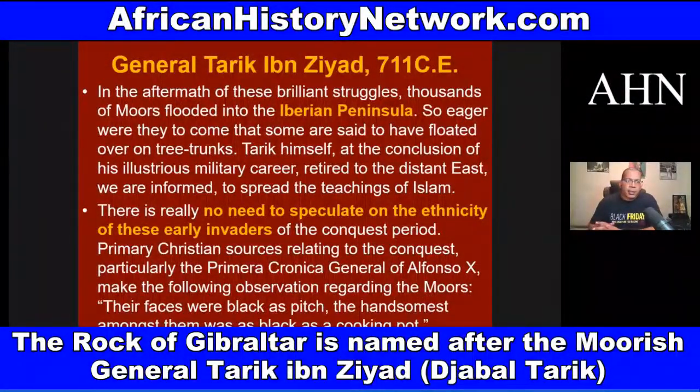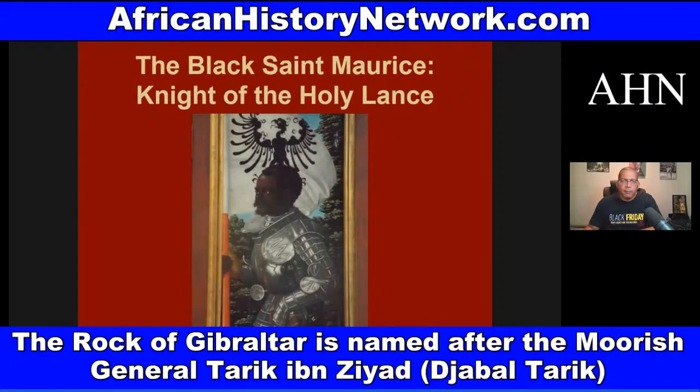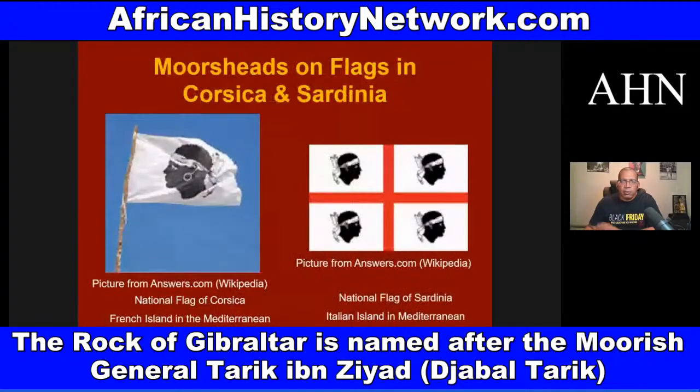Okay, there's really no need to speculate on the ethnicity of these early invaders of the conquest period. Primary Christian sources relating to the conquest, particularly the Primera Crónica General of Alfonso X, make the following observation regarding the Moors. Their faces were black as pitch. The handsomest among them was as black as a cooking pot. So we talk about the Black Saint Maurice as well, who became a patron saint to Germany. So we do a lot of history in this class. You're going to learn a lot.